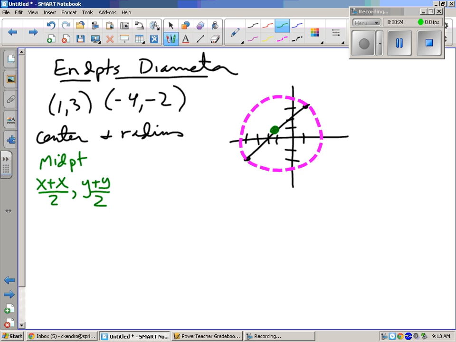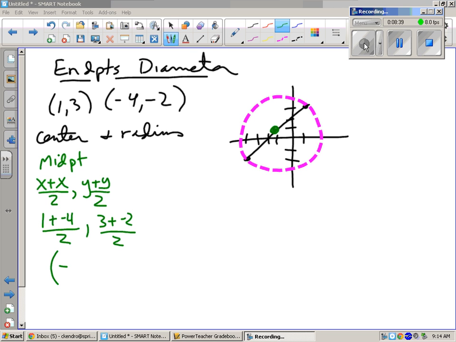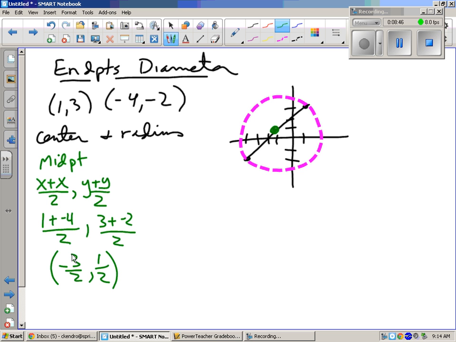So ours would be 1 plus negative 4 over 2 and 3 plus negative 2 over 2. So I have negative 3 over 2, and 1 over 2. Okay, so that point right there is negative 1.5 and 1/2. And it's pretty close to that. I mean, our drawing's pretty rusty, but it'll work. Now, what about the radius? The radius is this distance here.